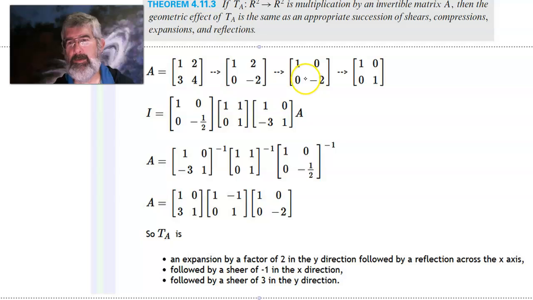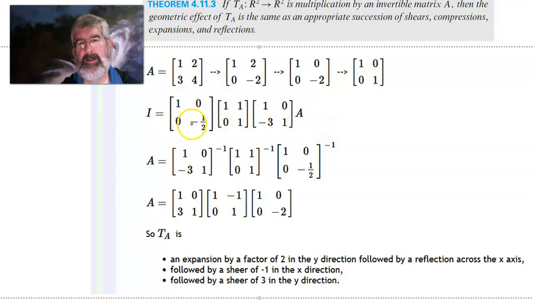So again, there are 2 row operations. A has been multiplied by 2 elementary matrices. And then the last thing I need to do here is multiply row 2 by negative a half in order to turn that into 1. So there's the elementary matrix that does that. Now, at this stage, I don't have A written as a product of elementary matrices. I have I written as a product of elementary matrices times A. So what I need to do now is solve for A.